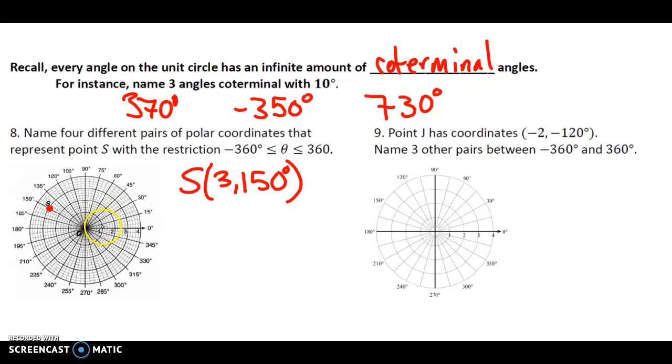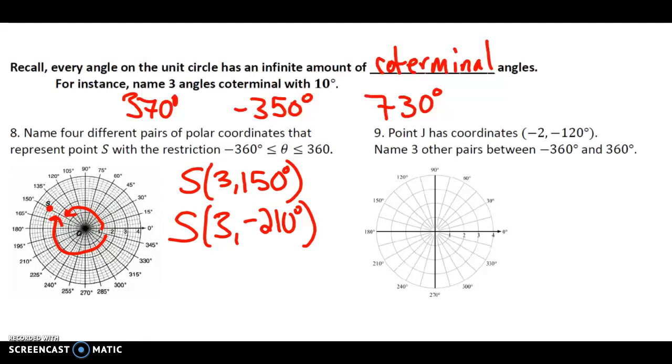Now that was the angle in a counterclockwise direction. What about the angle in a clockwise direction? So the R would stay the same as 3. And then we need to figure out this angle, negative. So we're going to take 360 minus 150, negative 210. So that's the exact same point, but in a clockwise direction.